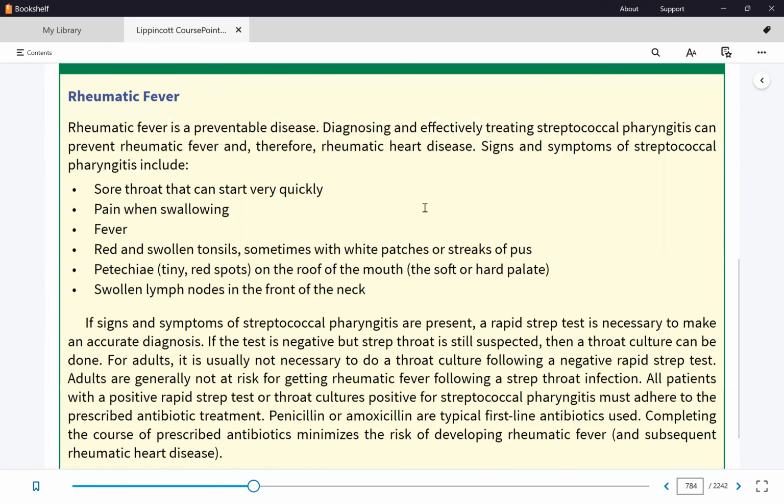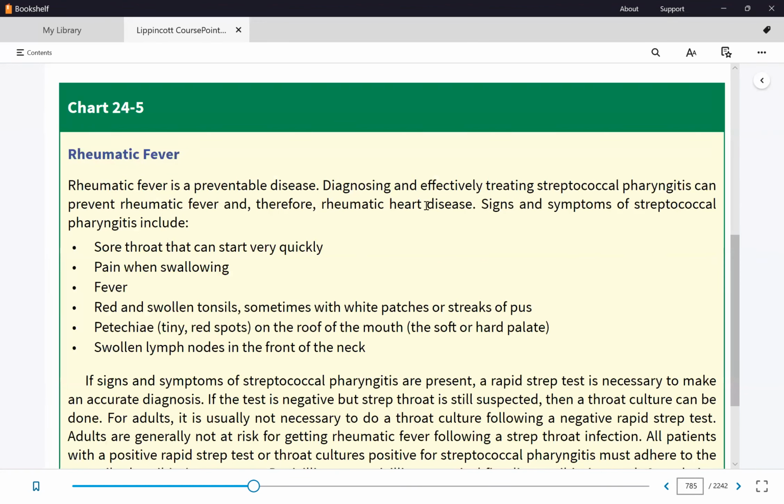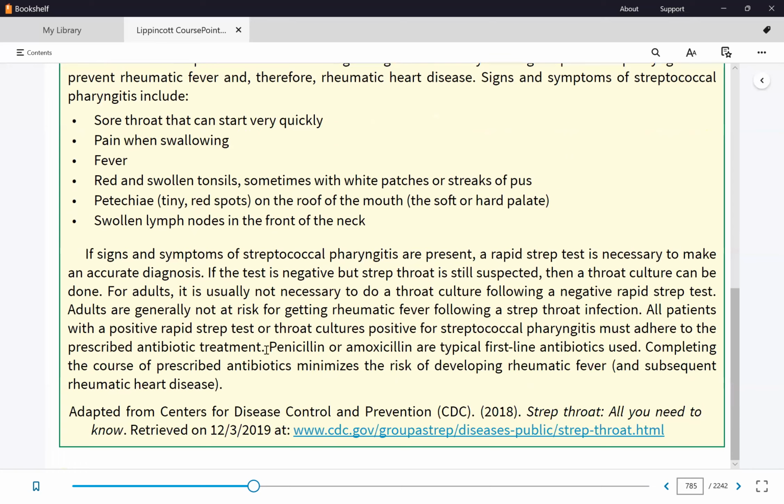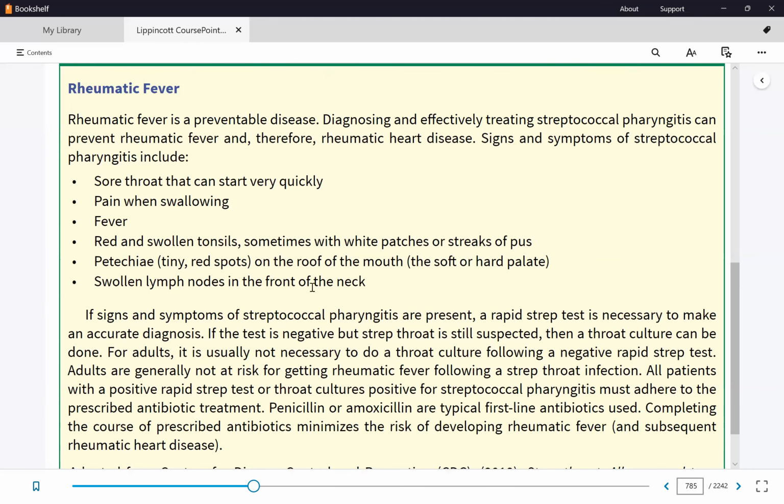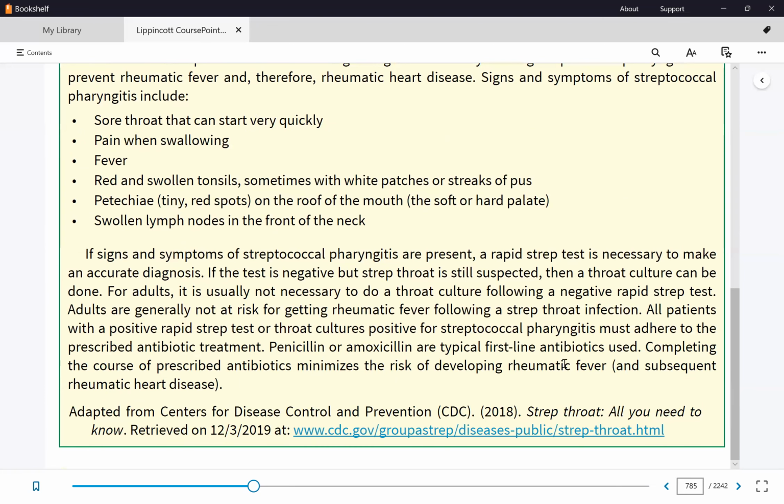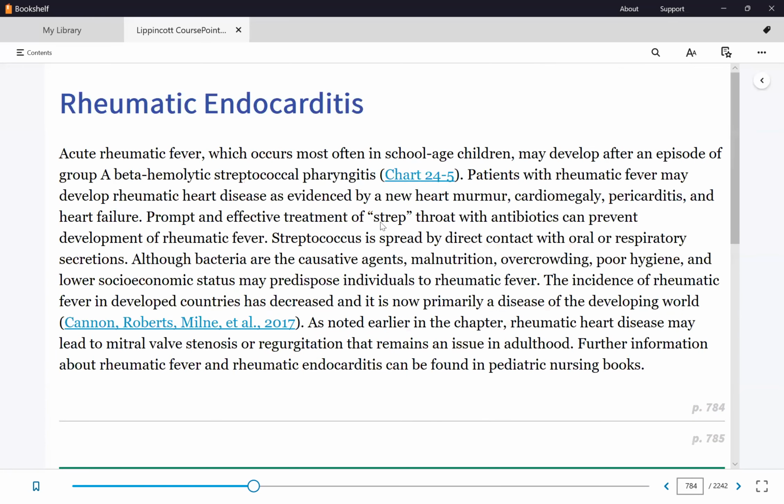So here are your manifestations, same as strep throat. Nothing special. That's how you diagnose rheumatic fever, and of course, you need to swab the throat. And that's about it. But if the patient did develop rheumatic endocarditis, then they will develop valve problems. We'll discuss valve problems separately. Any question on rheumatic endocarditis?